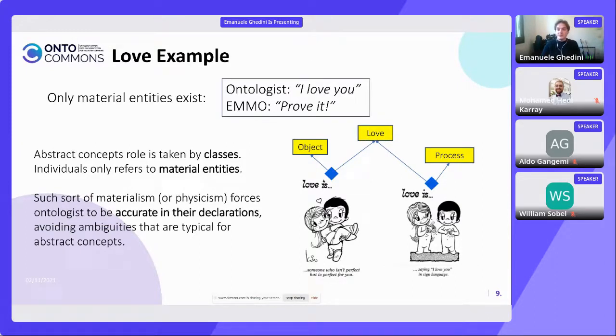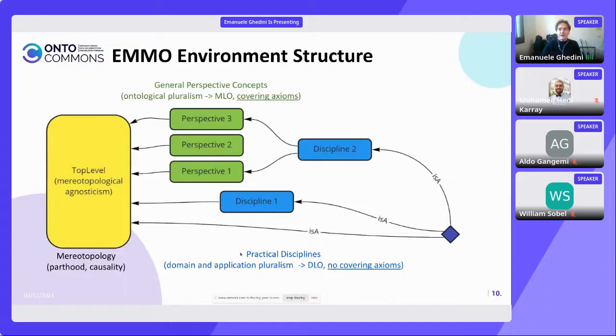So what you have to do is to declare something, for example, as an object or as a process that may consider acts or things that express love. In this sense, we define. It says we apply nominalism and materialism to this ontology in order to force an accurate declaration and avoid ambiguities typical of abstract concepts. So this is a schema that shows you how the EMMO is related to a specific individual.